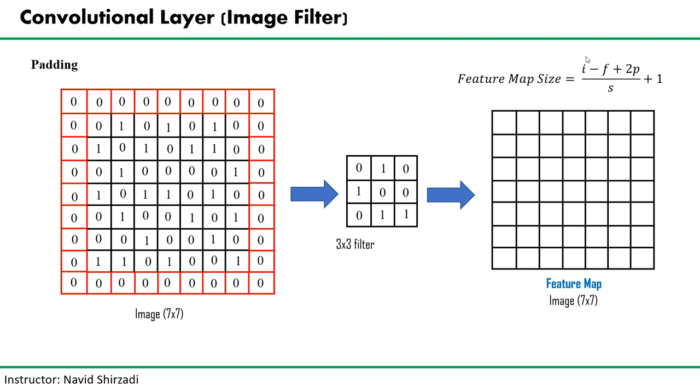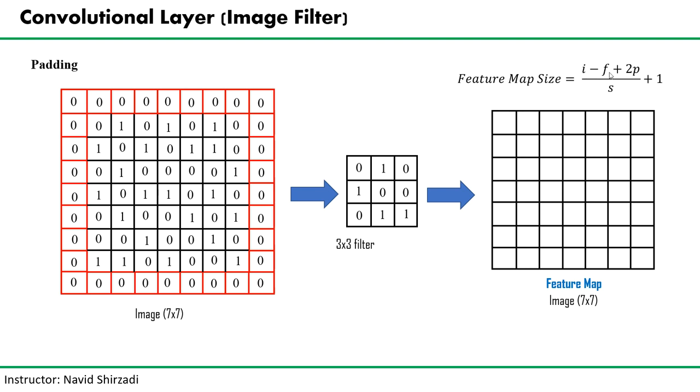So we take the size of our original image, for example here 7, minus the size of the filter, that is 3 here, plus 2 times the size of the padding. For example, here the padding size is 1 because we only add 1 layer of zeros around our image. But you can have 2 layers of padding, so it will be 2 multiplied by 2. But here it's 1.